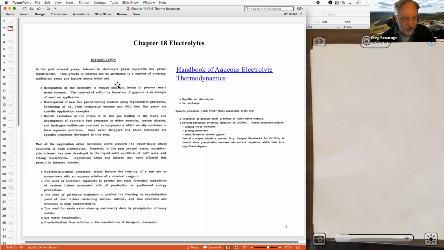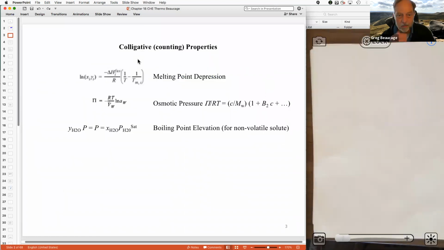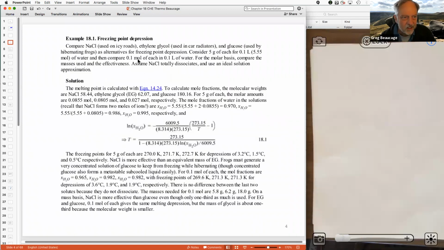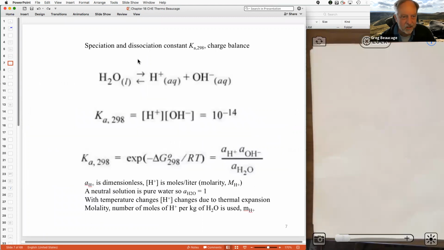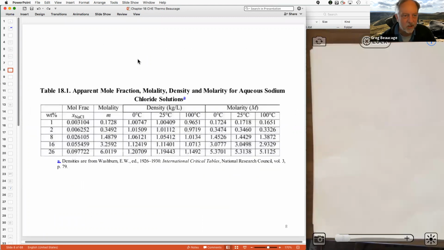I just thought it was interesting that he's got a list of the ones that they thought of for that book. So this is the practice problem, just these examples, 8.1, 8.2, 8.3, which is just plug and chug the numbers to get the melting point depression.